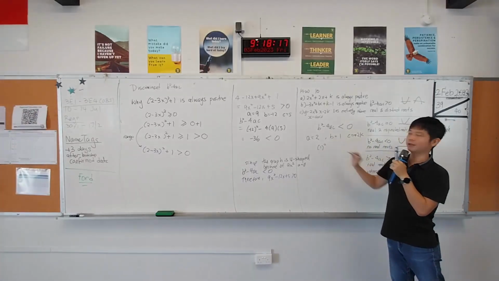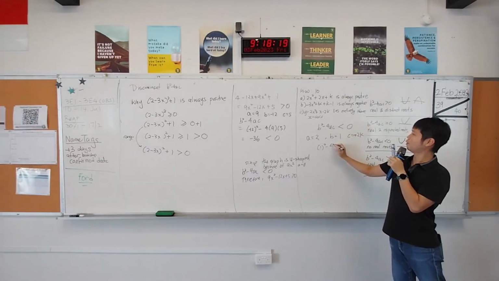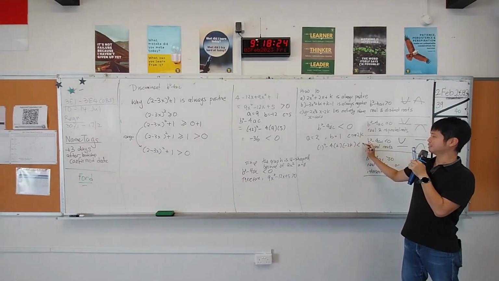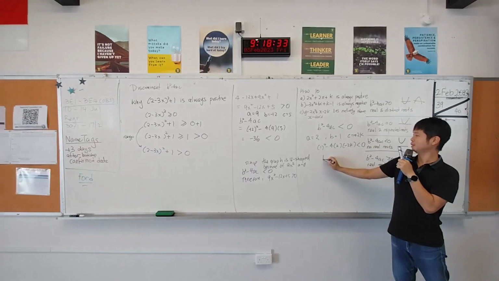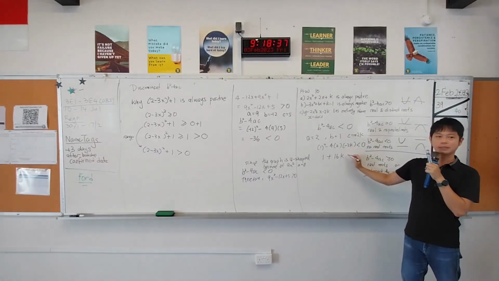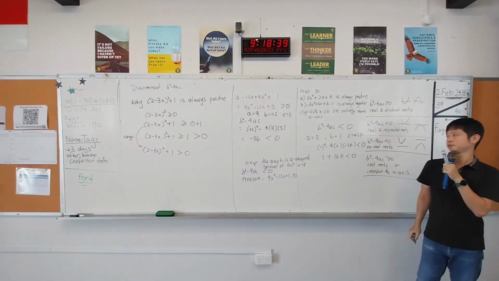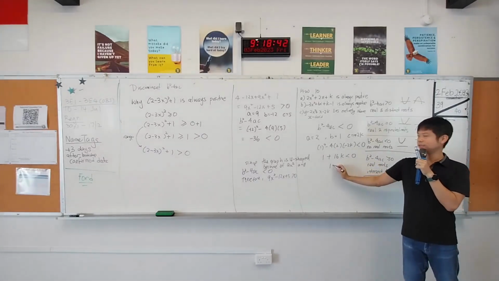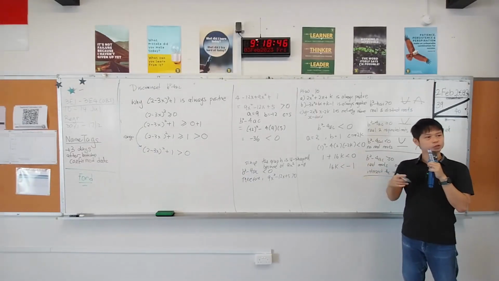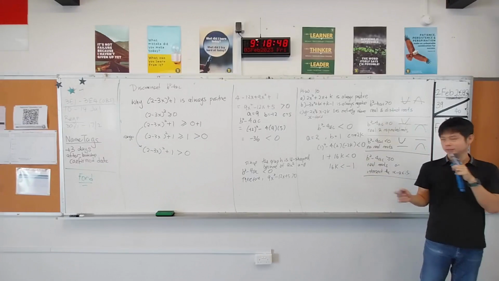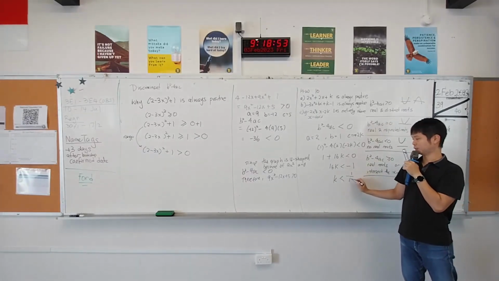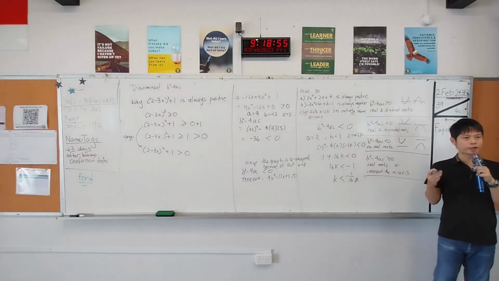So b squared minus 4ac is less than 0. 1 plus 16k is less than 0. 16k is less than negative 1. You just solve it as like normal algebra. And therefore, k is less than negative 1 over 16. So this is the range of values of k.